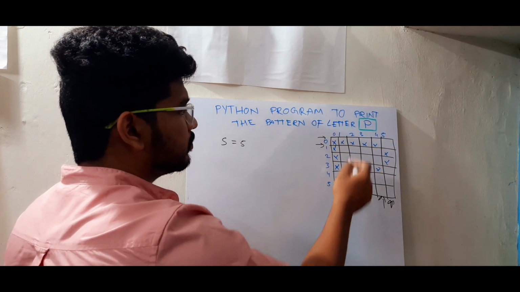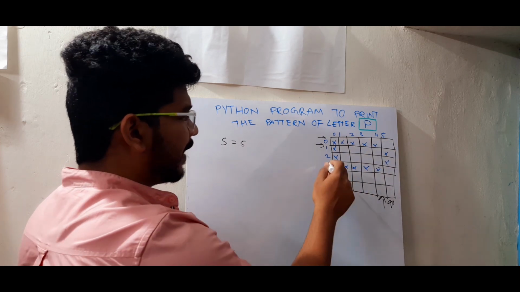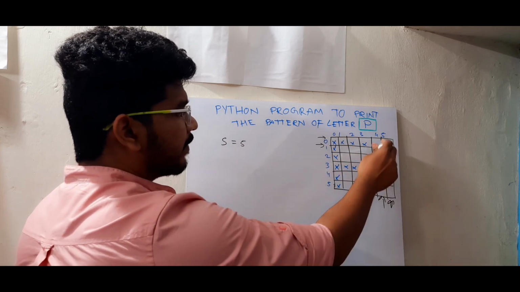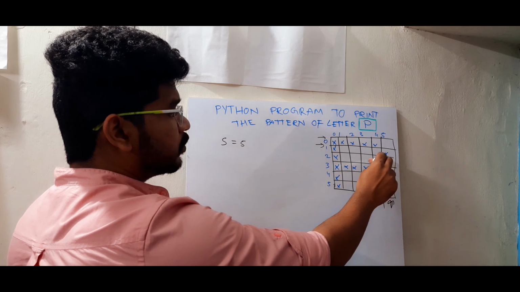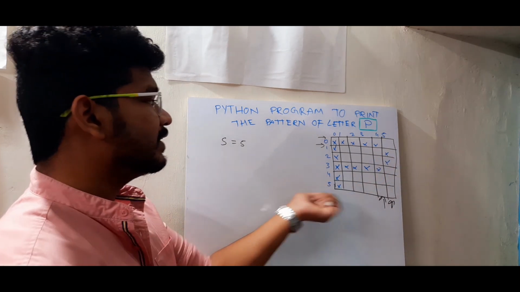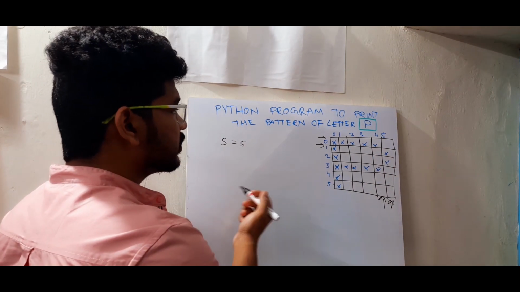So first row, and also the first column, and the middle row, and also the last column, but only up to half. So these are the conditions. Let me write those conditions now.